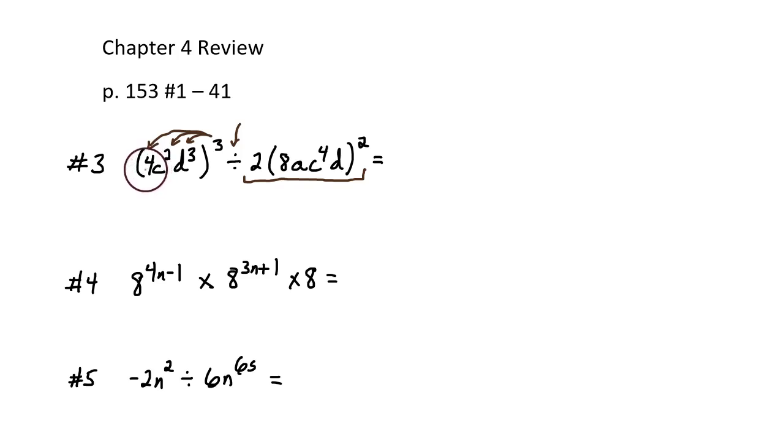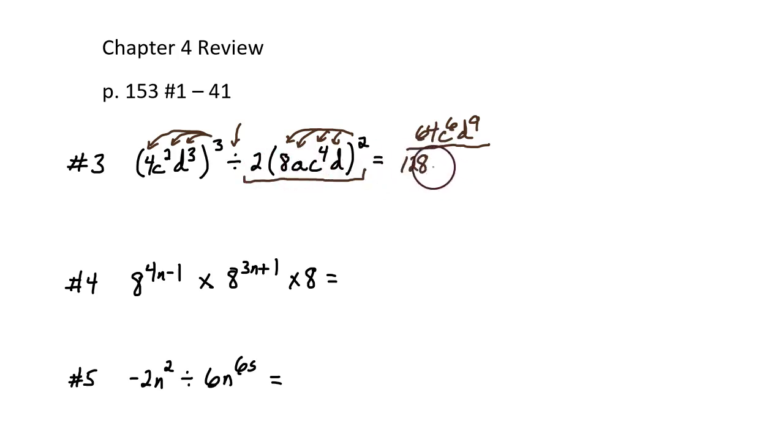Start with the 4. 4 to the third power makes 64. Now the c, we get c to the 6, and now the d, d to the 9. Now divide. Let's put all of this in the denominator, and while we're doing that, let's distribute its exponent to all of the factors that are inside of those parentheses. Don't forget there's a 2 out at the beginning as well. So start with the 8. 8 to the second power is 64, and 2 times 64 is 128.